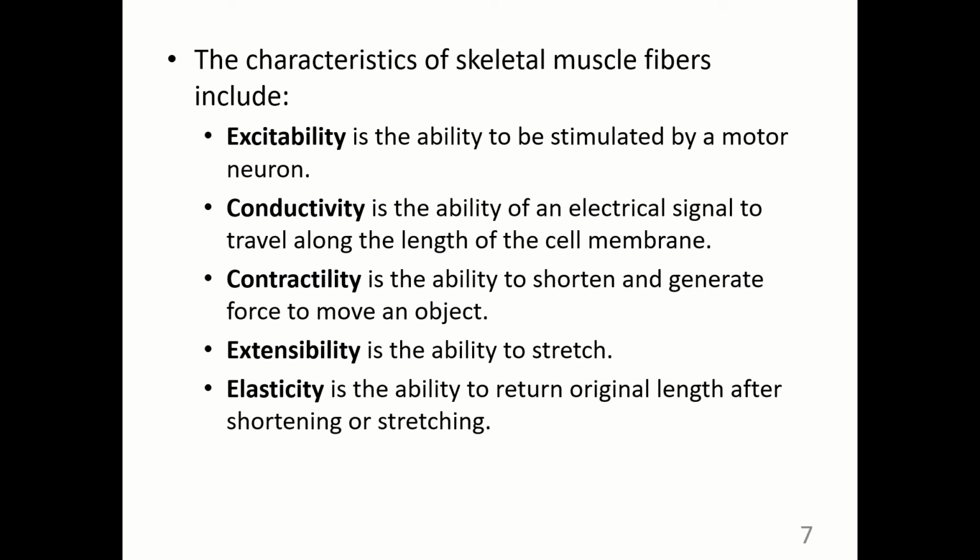The characteristics of skeletal muscle fibers include excitability, conductivity, contractility, extensibility, and elasticity. Excitability is the ability to be stimulated by a motor neuron. Conductivity is the ability of an electric signal to travel along the length of the cell membrane. Contractility is the ability to shorten and generate force to move an object. Extensibility is the ability to stretch, and elasticity is the ability to return to original length after shortening or stretching has occurred.